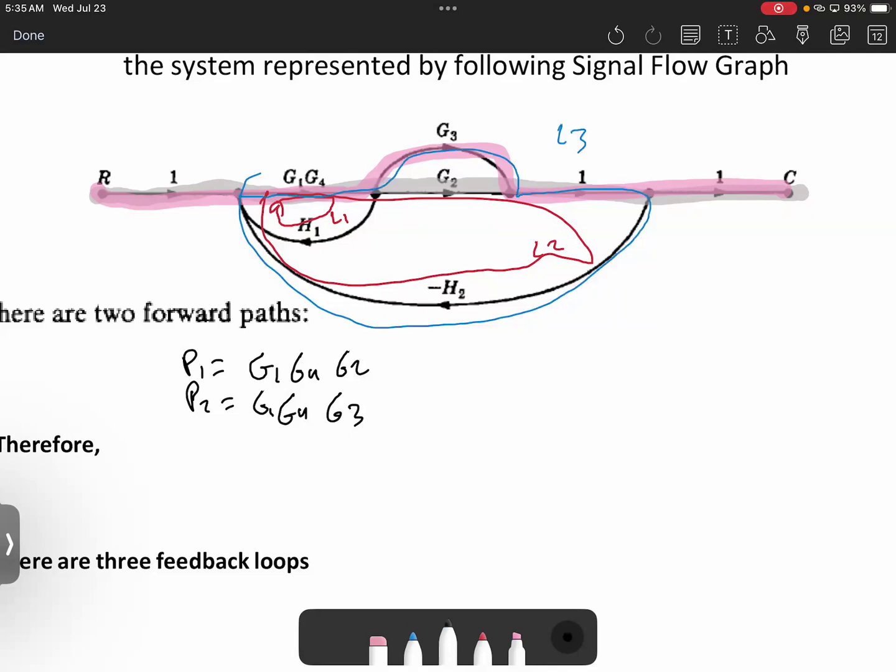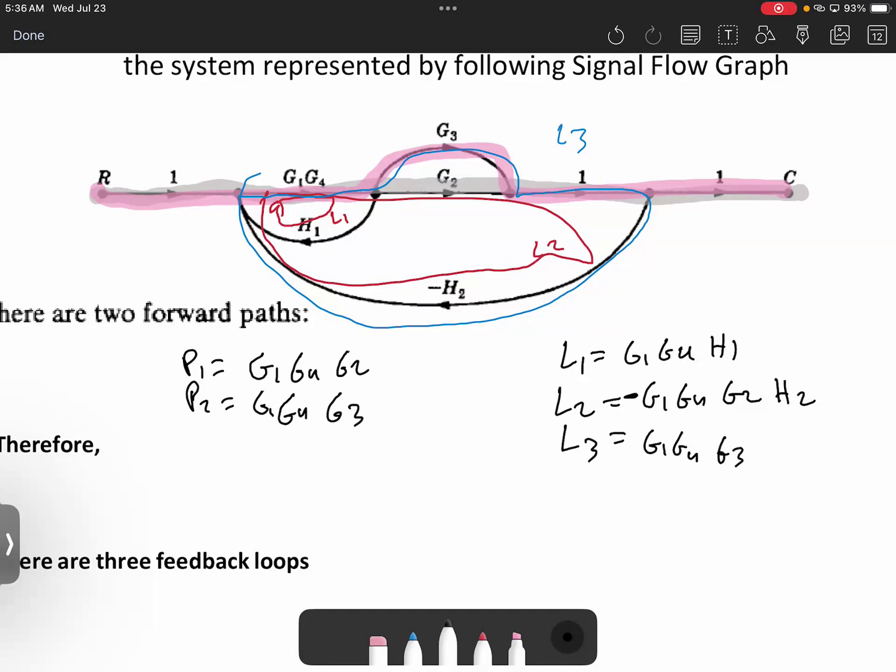So let's consider the loops. Loop gain, number 1 is what? G1, G4, H1. How about loop number 2? G1, G4, G2, H2. There's a negative, therefore don't forget to put the negative. How about loop number 3? G1, G4, G3, minus H2. Put a negative here. Okay? That's it.